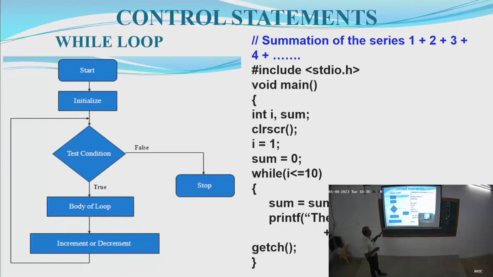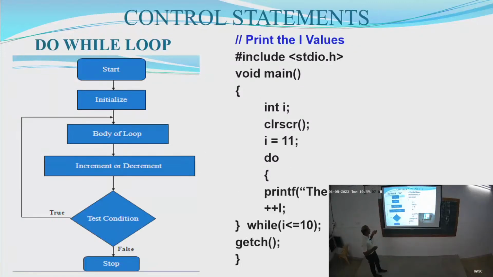This is a while statement. A while statement runs a certain number of times until the condition becomes false. Okay. This is an example program for the sum of the series 1 plus 2 plus 3. Here we check the test condition. If the condition is true, the body of the loop will be executed, and we will increment the value. That is the increment decrement operator, which we have already seen. The value is incremented, and the test condition is checked again and again. When it becomes false, the program will stop. Okay. Next one is the do while loop.